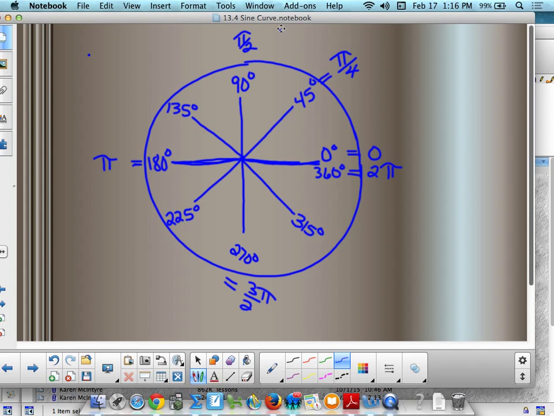Well, guess what you can do now? Start counting by 1/4 pi. Here's 1/4 pi. Here's 2/4 pi, by the way, that's half a pi. Here's 3/4 pi. Here's 4/4 pi. Here's 5/4 pi. Here's 6/4 pi, but 6/4 reduces to 3/2. Here's 7/4 pi. And then if I go one more 45, that'd be 8/4 pi, but 8/4 is really 2 pi. Okay.